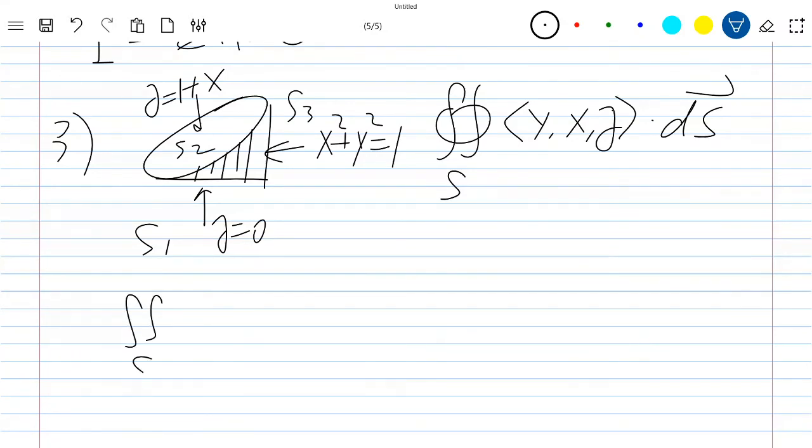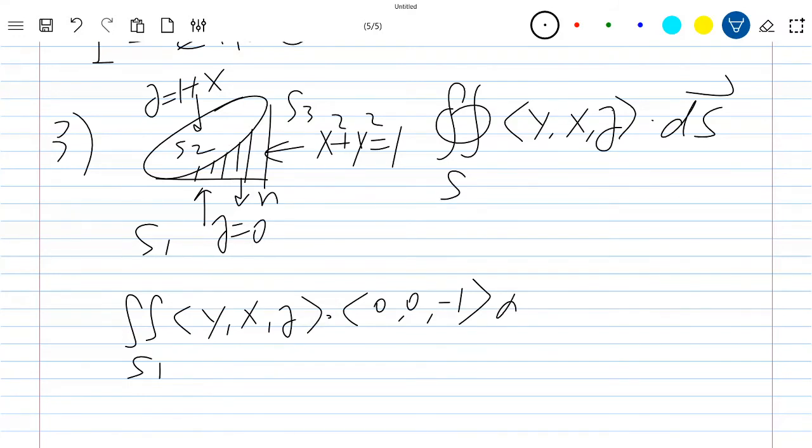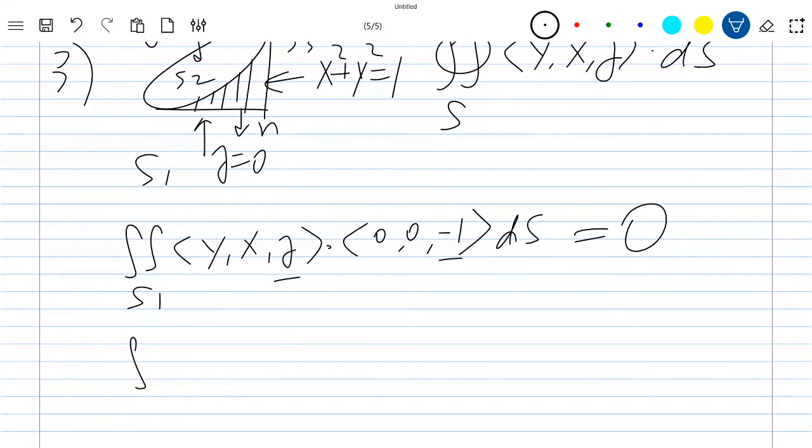So you have to do S1, and S1 is pretty easy if you can see it, because what is ds? ds is, this is n, right? And n is 0, 0, -1 because it's pointing downward. So when you take the inner product, you get nothing but negative z. But what is z? z equals 0. So this once again equals 0. Alright, lucky for us. So let's do S2.